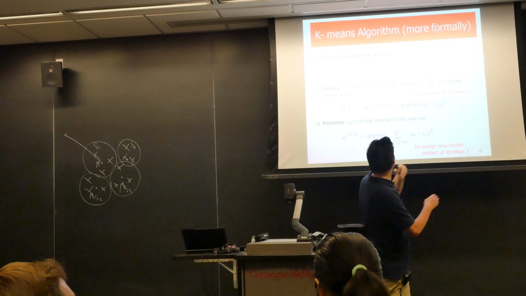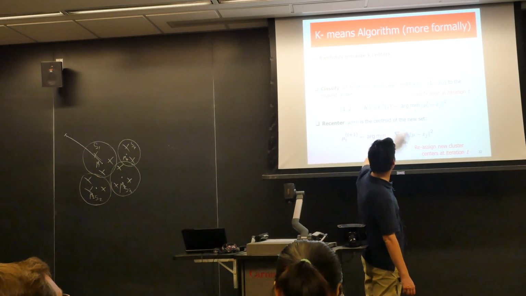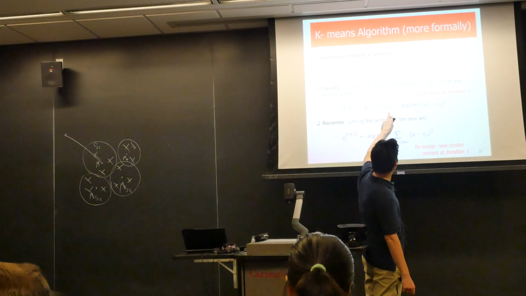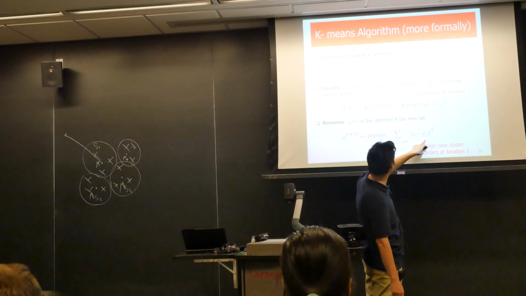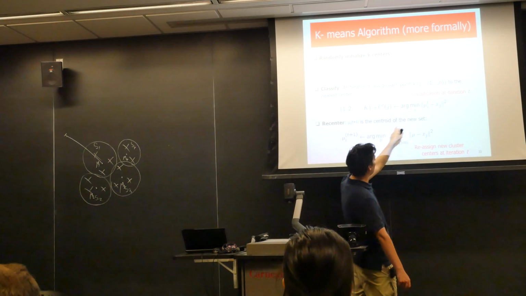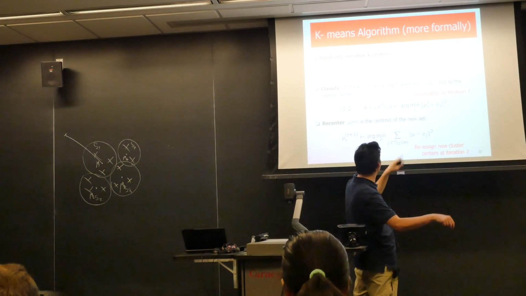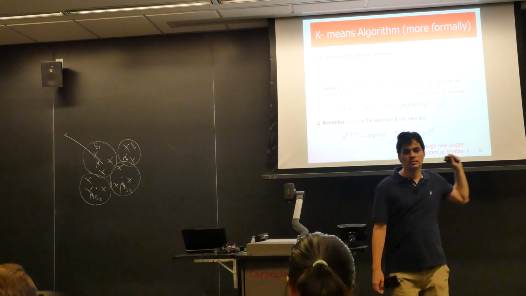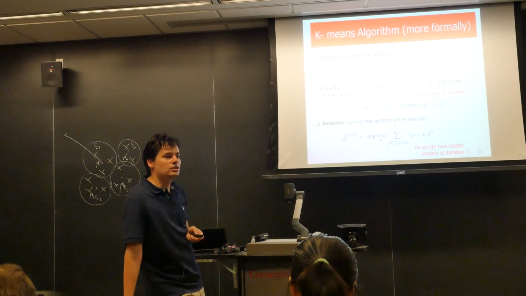And then you do a recentering. After you found these cluster assignments, then for those points that belong to cluster i, those xj instances that belong to cluster i, you calculate the empirical mean of those points, and that will be your new updated cluster center. Any questions?